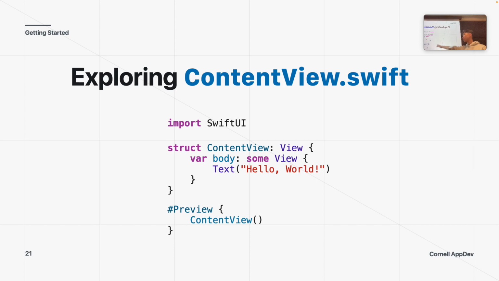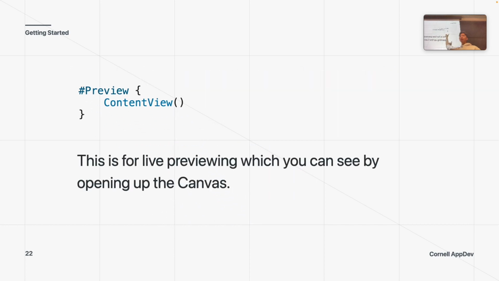Last but not least, we have the preview. Now, this syntax is only available if you have Xcode 15. If you have an older version of Xcode, it's going to look slightly different. But basically what this preview does is it allows you to do live previewing, which is really, really nice. So you don't have to run your app every time you're creating your UI. You can see your UI as you're coding.